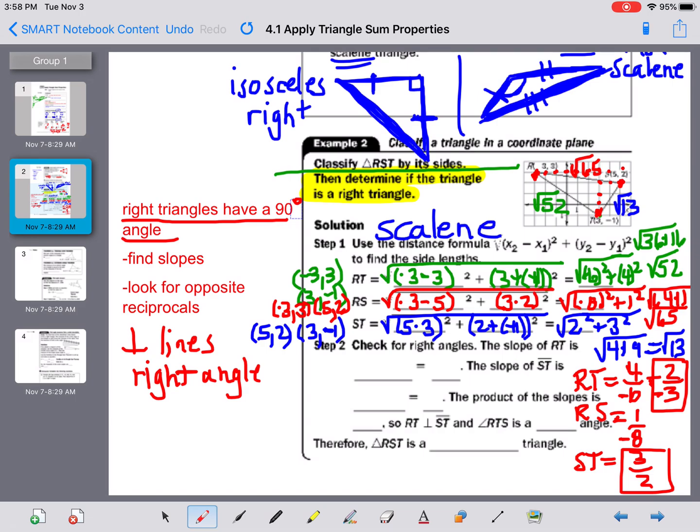So because of that, I know two of my lines here are perpendicular, and that makes them a right angle, okay? So I have a right triangle and a scalene triangle. So a right scalene triangle. Again, I can't stress enough: run your slopes every time. And then it's either yes, a right triangle, or no, not a right triangle. We're not going for obtuse, we're not going for acute, okay?